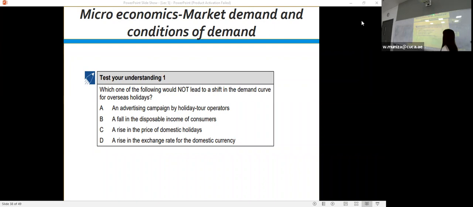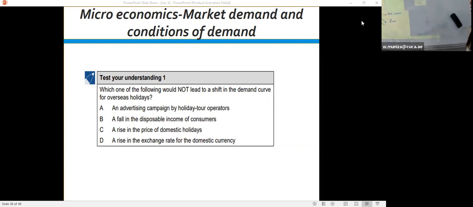A shift in demand is because of the other factors, and expansion and contraction is because of the price. So what do you want to figure out from here? Which of the following would not lead to the shift in the demand curve for overseas holidays?